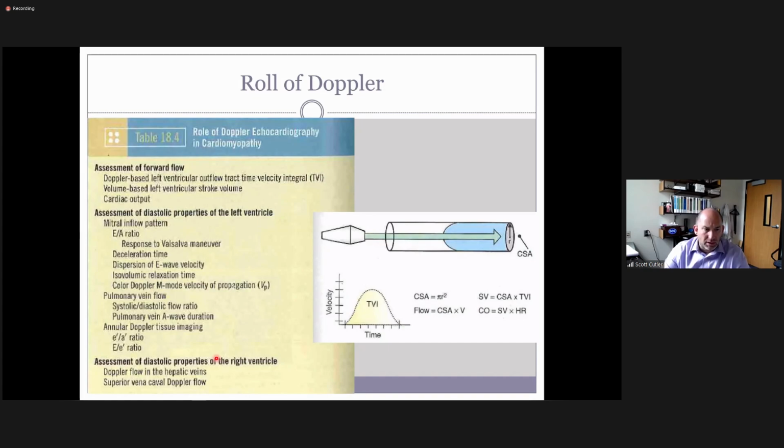You all know how to do TVI. Just looking at the picture here, it's showing just kind of a representation with the formula. Tell me about the waveform that you see there. Is that normally how you see the LVOT?